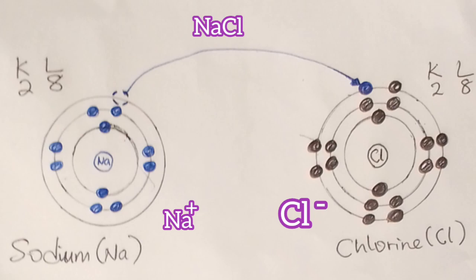And chlorine accepting that 1 electron will become a negative. So when they combine, they do not just combine as atoms, but the donating and accepting of electrons make them ions. The chlorine atom accepting the electron becomes a negative because it is just 1 electron it accepted. While the sodium, giving out that 1 electron, becomes sodium with a plus there.